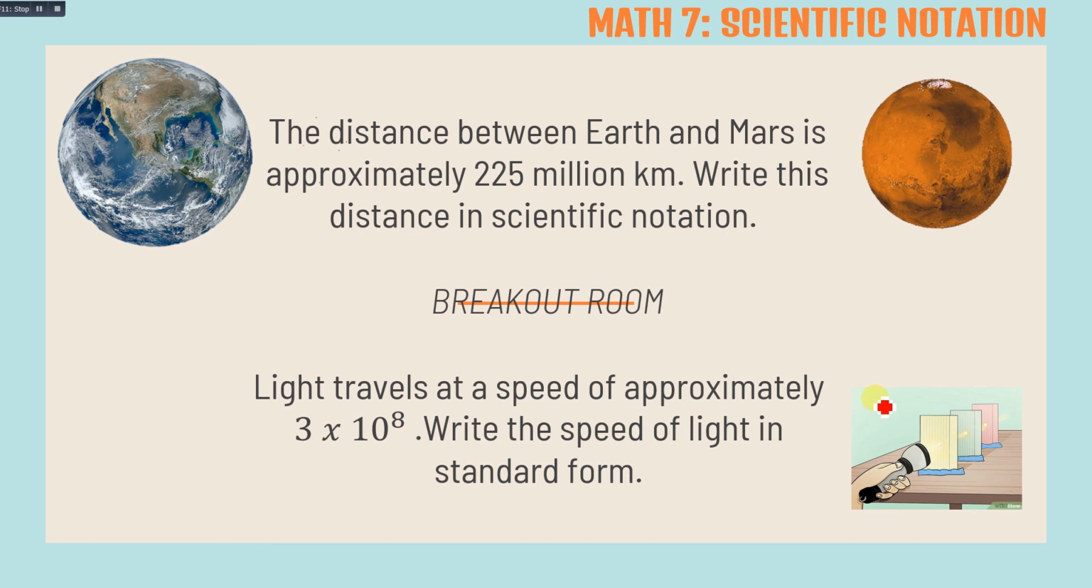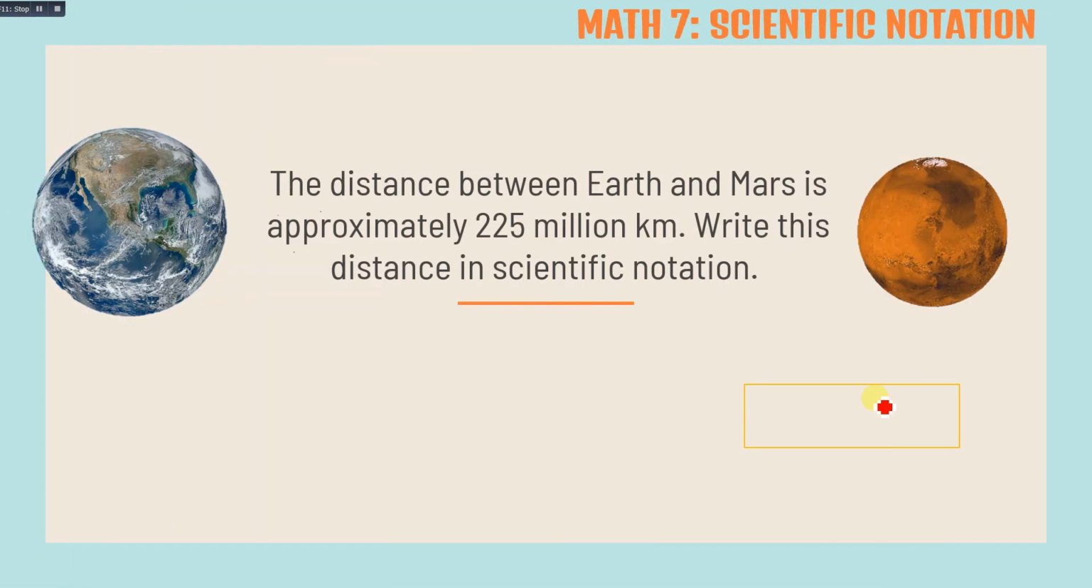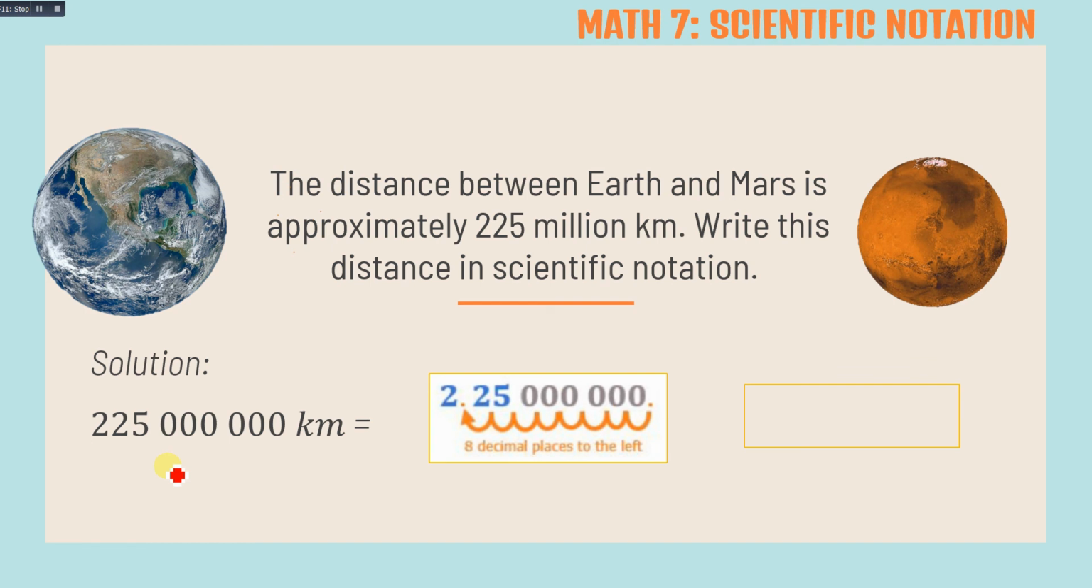For this one, the distance, we have the given 225 million kilometers. So again, write 225 million in standard form, which is this one. Okay, this example. And we shall move from the left to the right, move the decimal places, and that gives us 2.25 times 10 to the 8th power. So that will be our scientific notation of the given value.